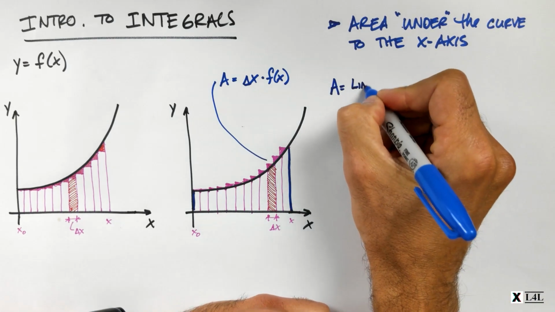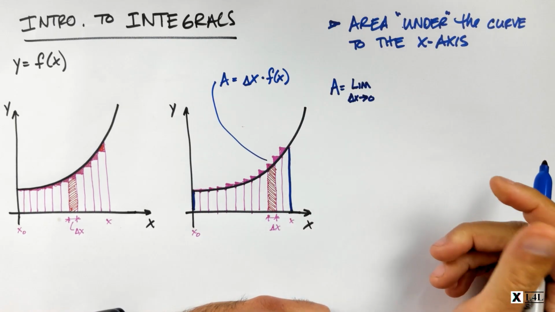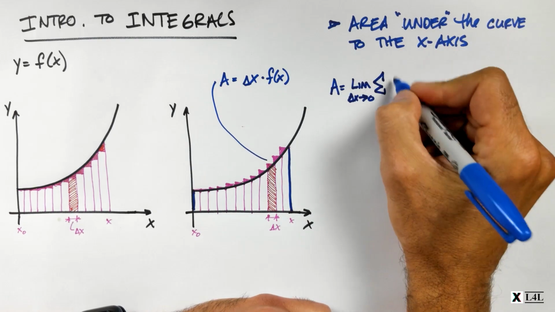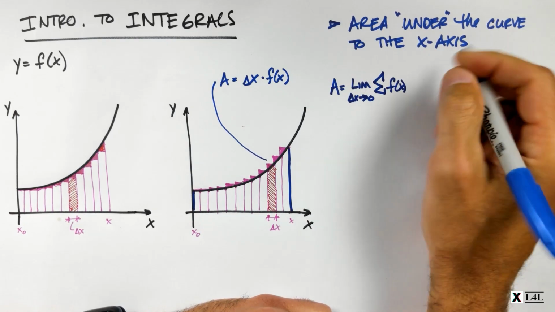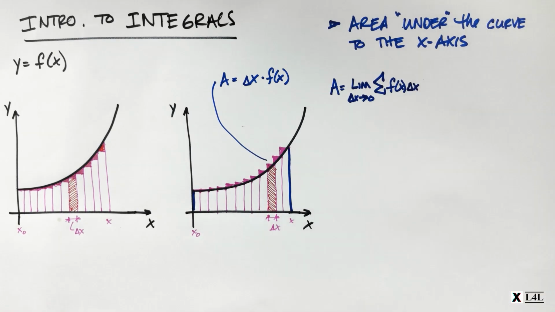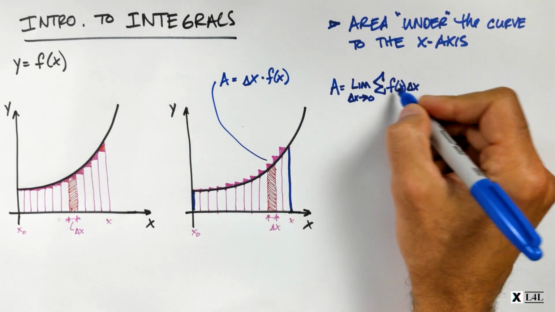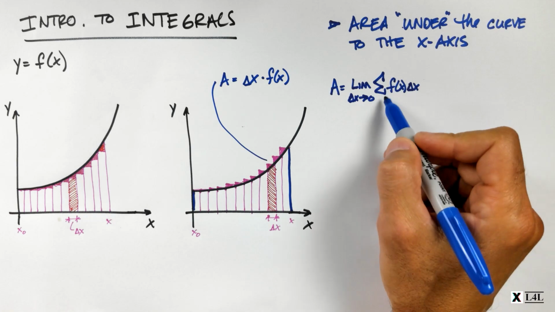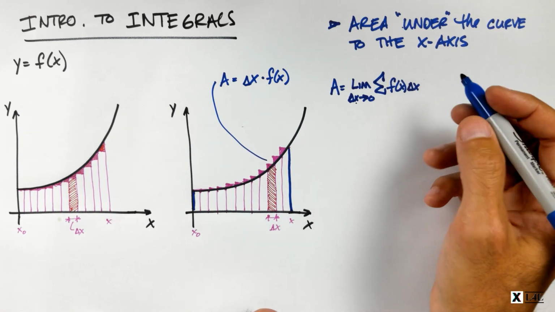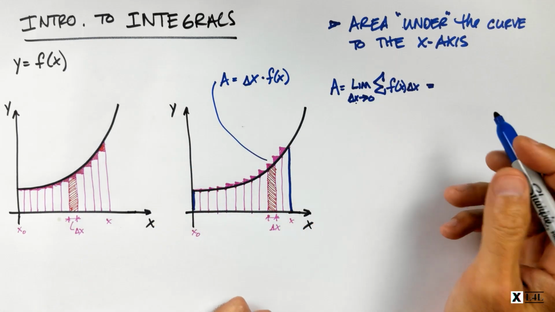I would want to take the limit as delta x approaches 0. I want to sum up all of the function of x values and their corresponding delta x, where each one of those would be the same width, infinitesimally small. Basically, all of the individual areas, I want to sum them up as delta x approaches 0. And what this is really equal to is the integral. This is how we would actually write this.